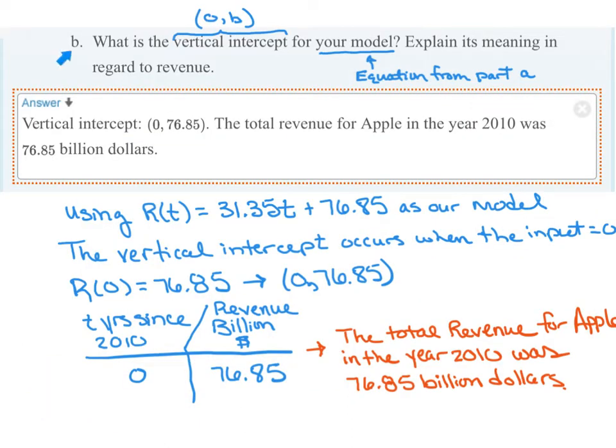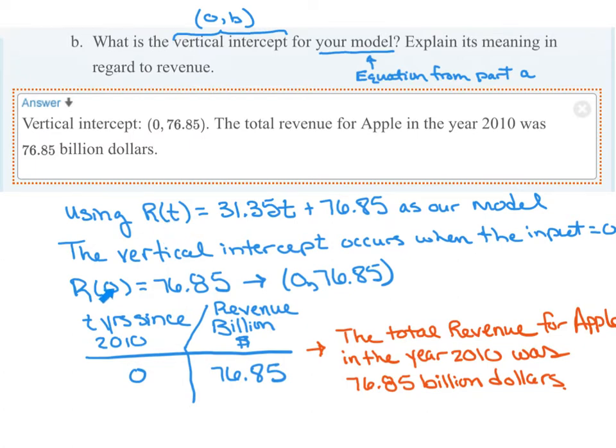Okay, so for the next problem, this is what's the vertical intercept? We know the vertical intercept is happening when our input value is 0. So they're asking us to find the output value when t is 0. And they want us to do this for our model. The model is the equation that we found in part A. So using that model, r of t equals 31.35 times t plus 76.85, I need to find out when t equals 0, what do I get out?